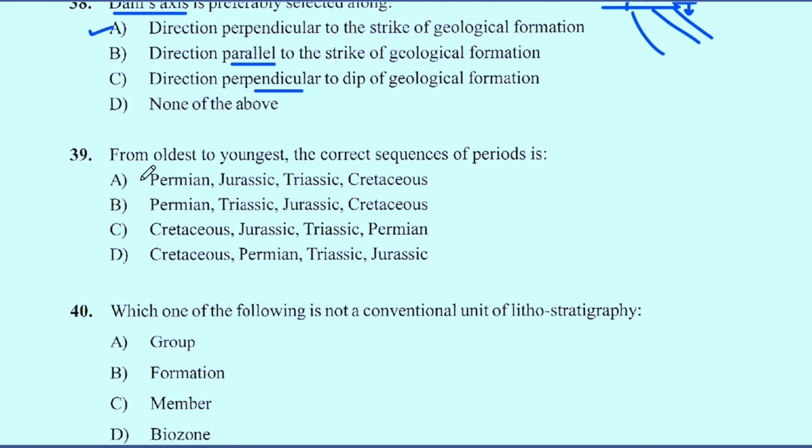Next question is: from oldest to youngest, which is correct? This is a very basic question, so you should know the whole sequence of geological formations: Cambrian, Ordovician, Silurian, Devonian, Carboniferous, Permian, Triassic, Jurassic, Cretaceous. Up to Cretaceous they are asking. So we will see now. Cambrian is not there, Ordovician is not there. Permian is there, Triassic, Jurassic, Cretaceous. So our answer is this one.